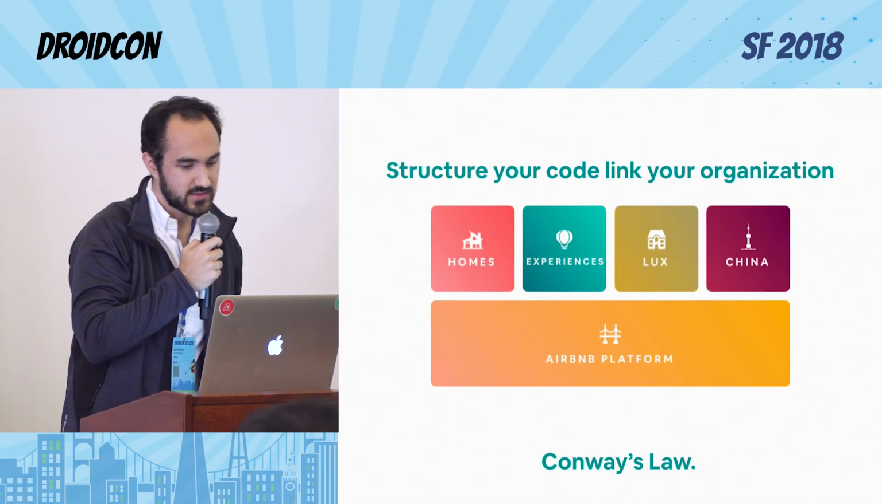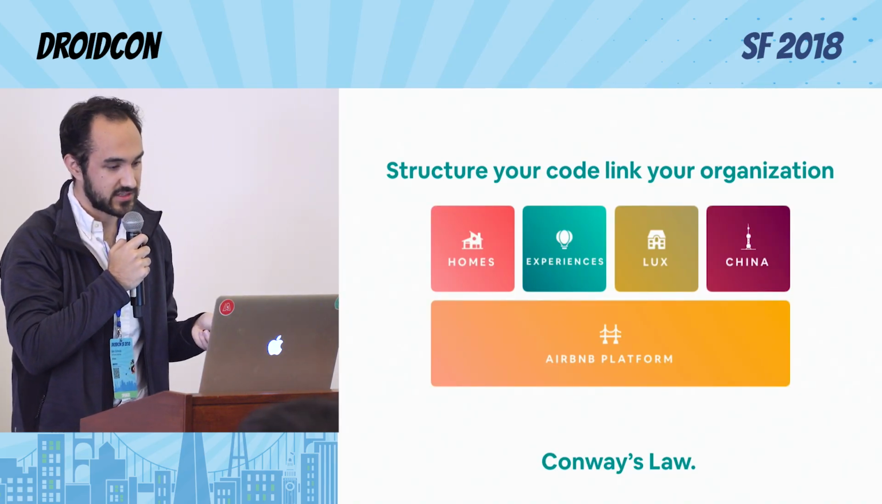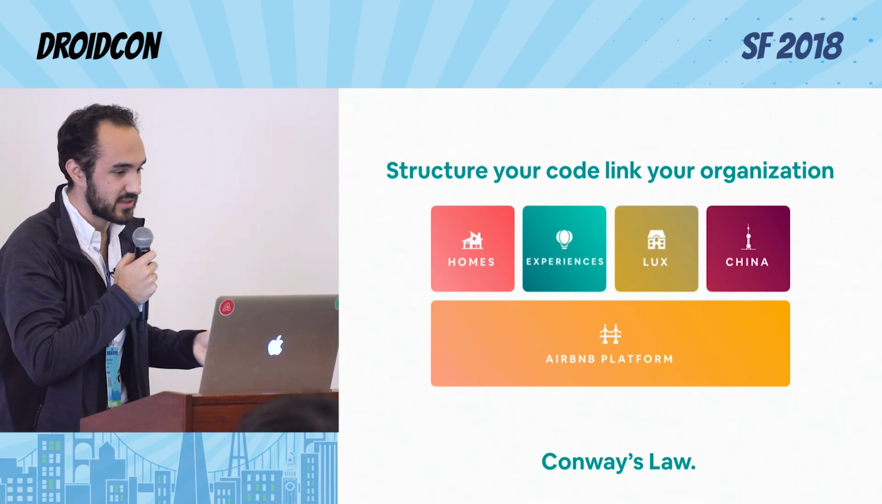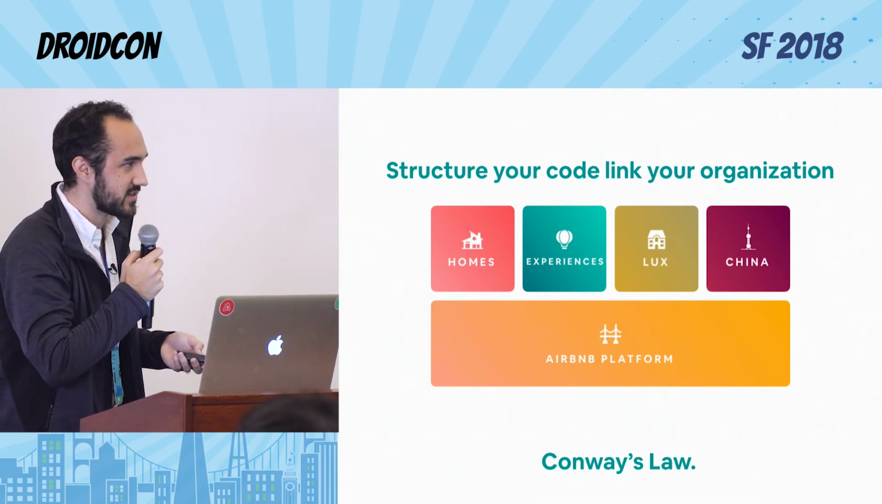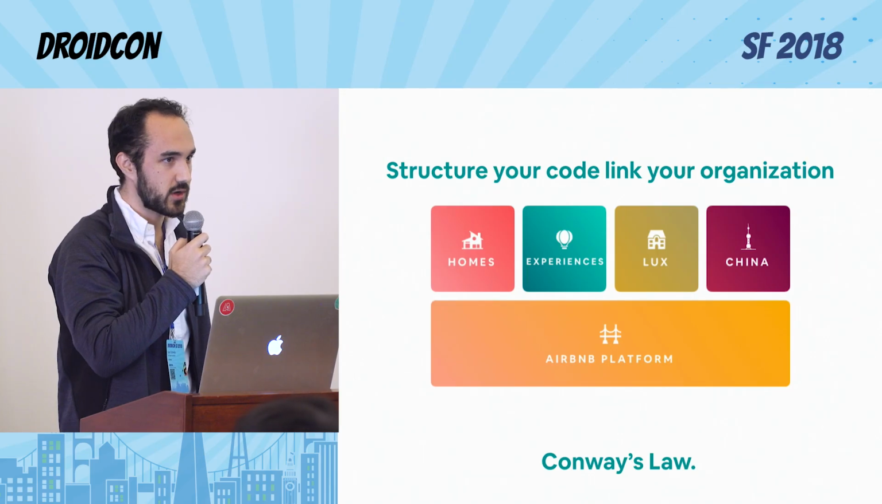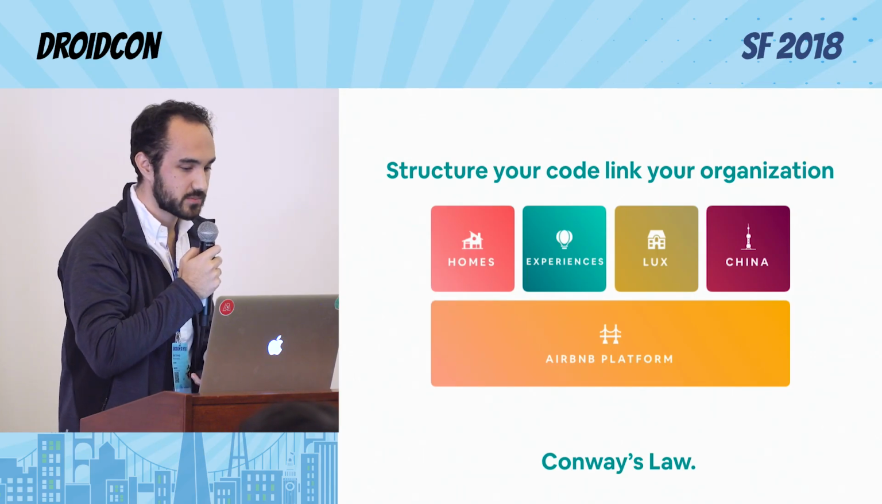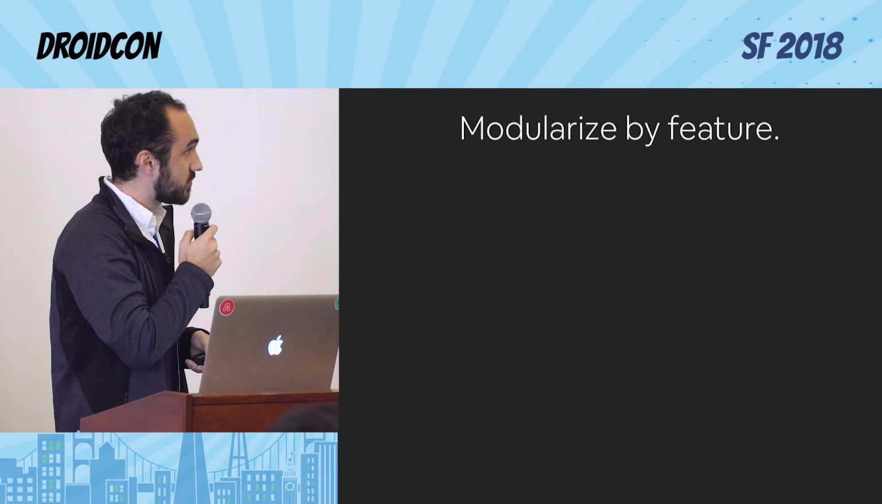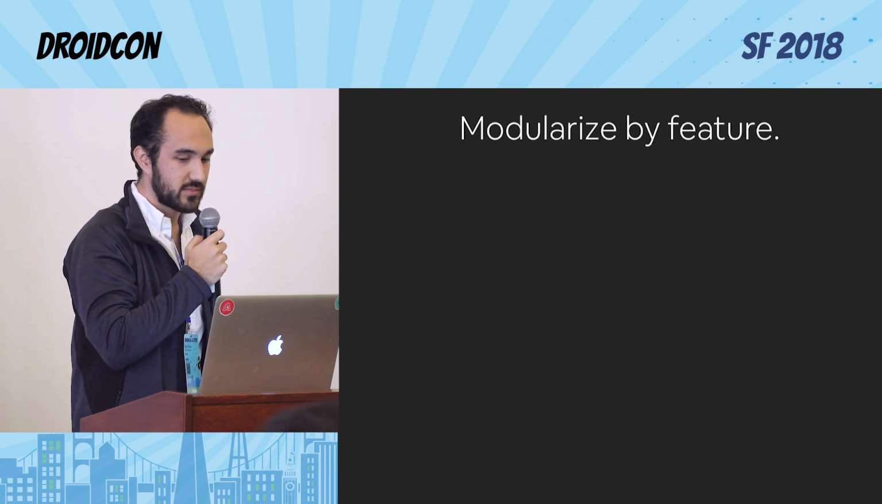So again, let's take a step back and see how our organization is structured. I actually learned from a talk earlier today that there's even a law named after this. It's called Conway's Law, and it's natural. You're going to want to structure your code the way that your organization is structured. So what that means in terms of project modularization is we want to modularize by feature.